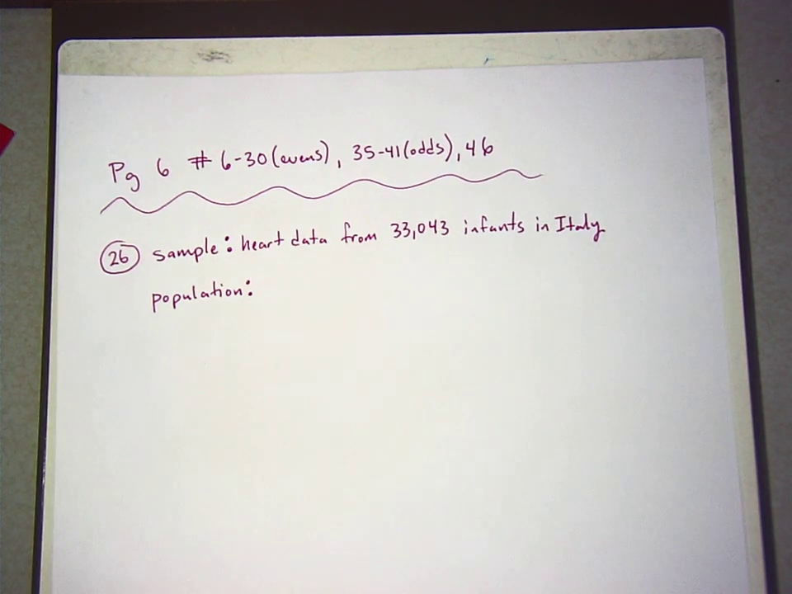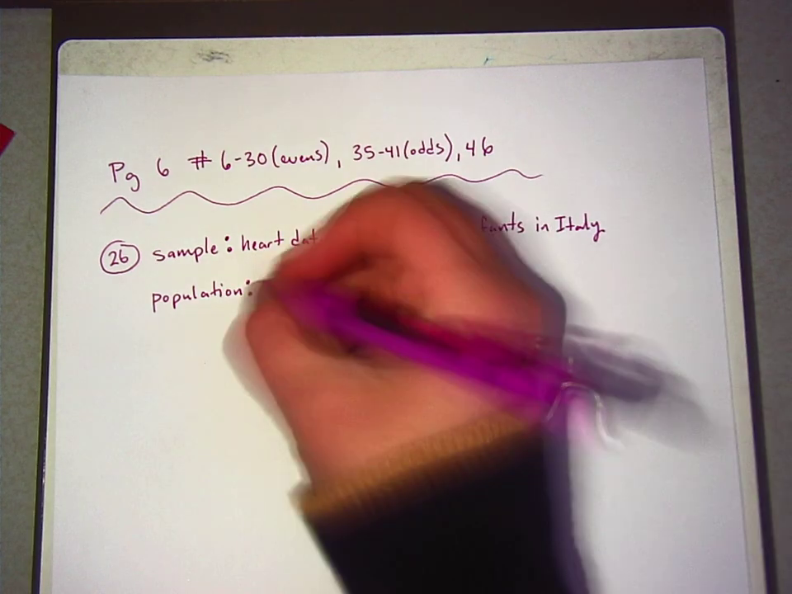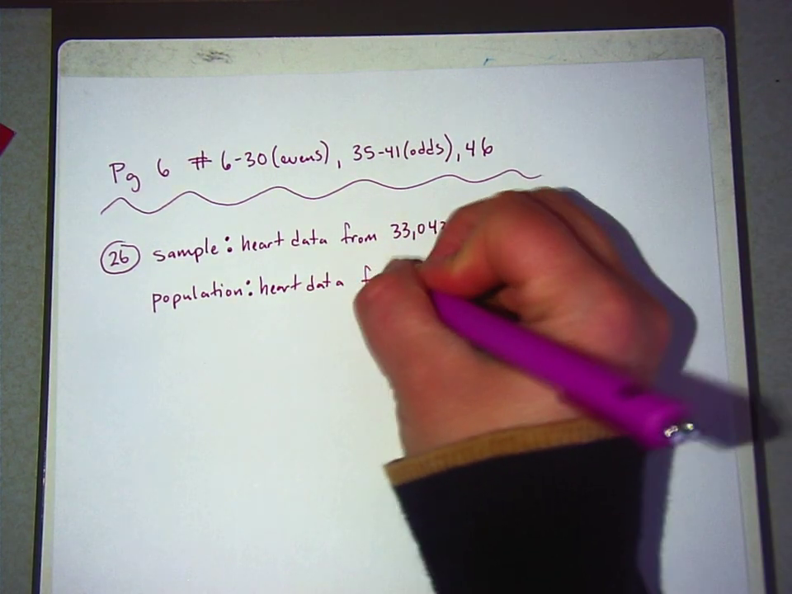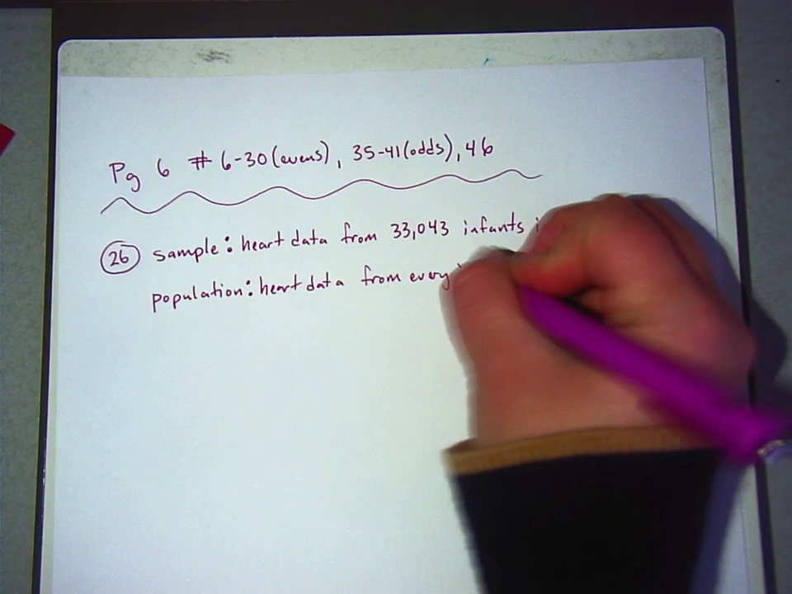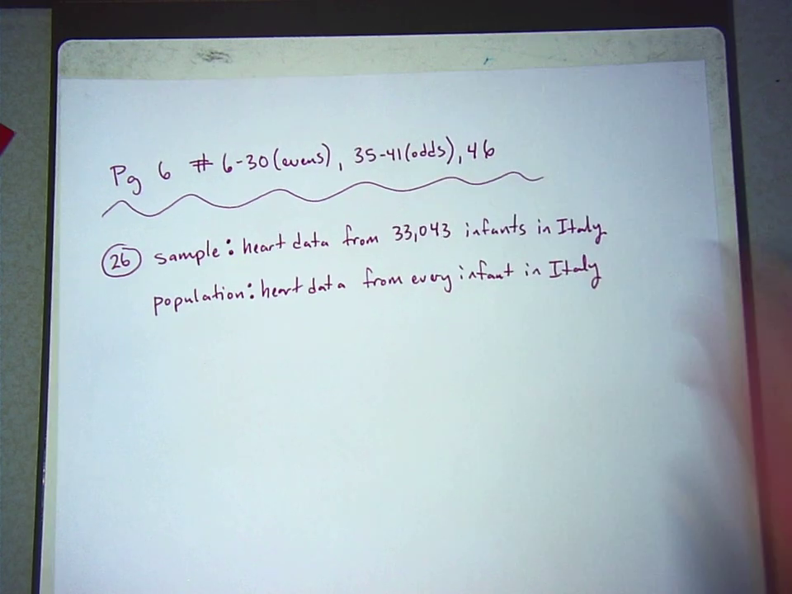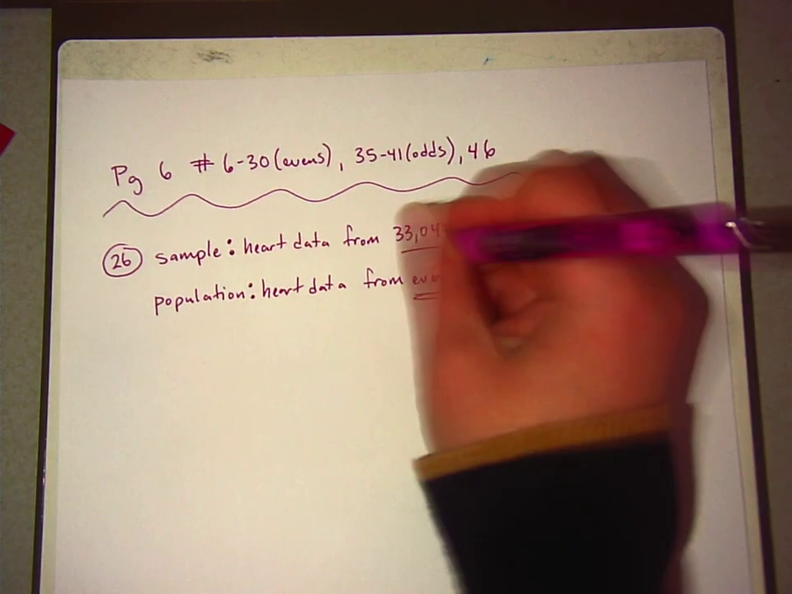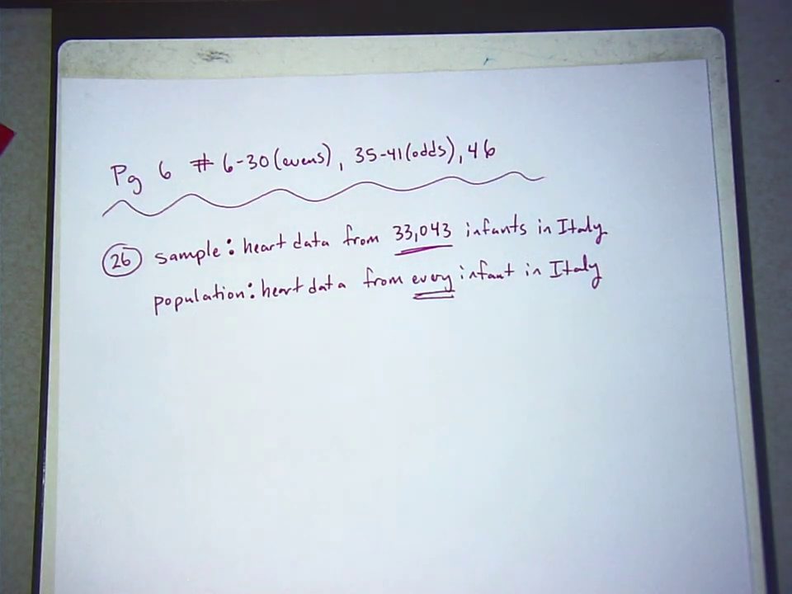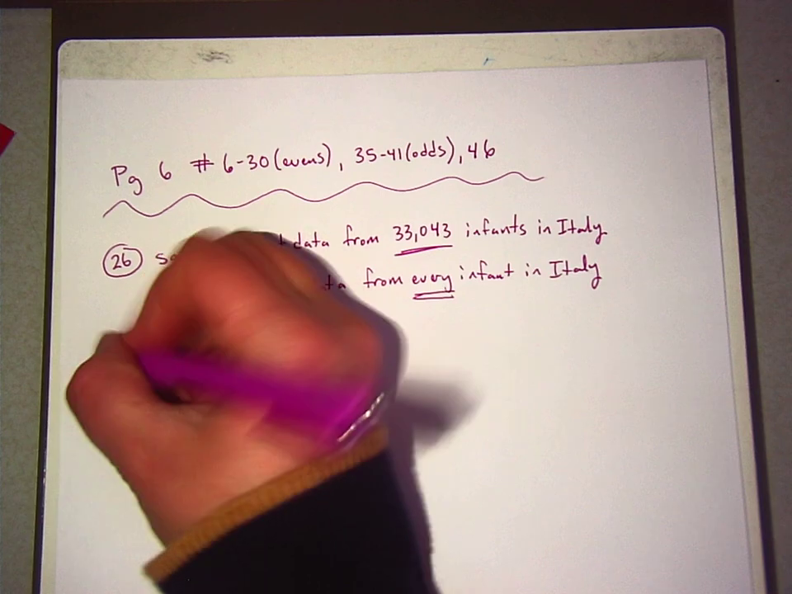Now, I'm sure right now what you want to do is, doesn't it feel kind of like an English thing where you want to say, ooh, part of the sentence is this and part of the sentence is that? But that's not what this is. What you're going to say for the population then is that the population would be heart data from every infant in Italy. We do need to keep it specific because if the study is only about infants in Italy, then we need to also make the population only about Italy. But the only difference here is the word every and then who they actually asked. That makes sense?